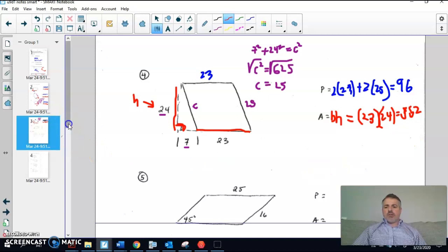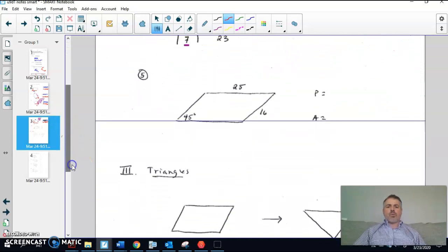So down here, one more parallelogram problem. Let's try this one. This is interesting because of that 45-degree angle. So let's see, the perimeter's easy because I have the sides. Again, opposite sides have to be the same, so that means this side's 25. This side would be 16.